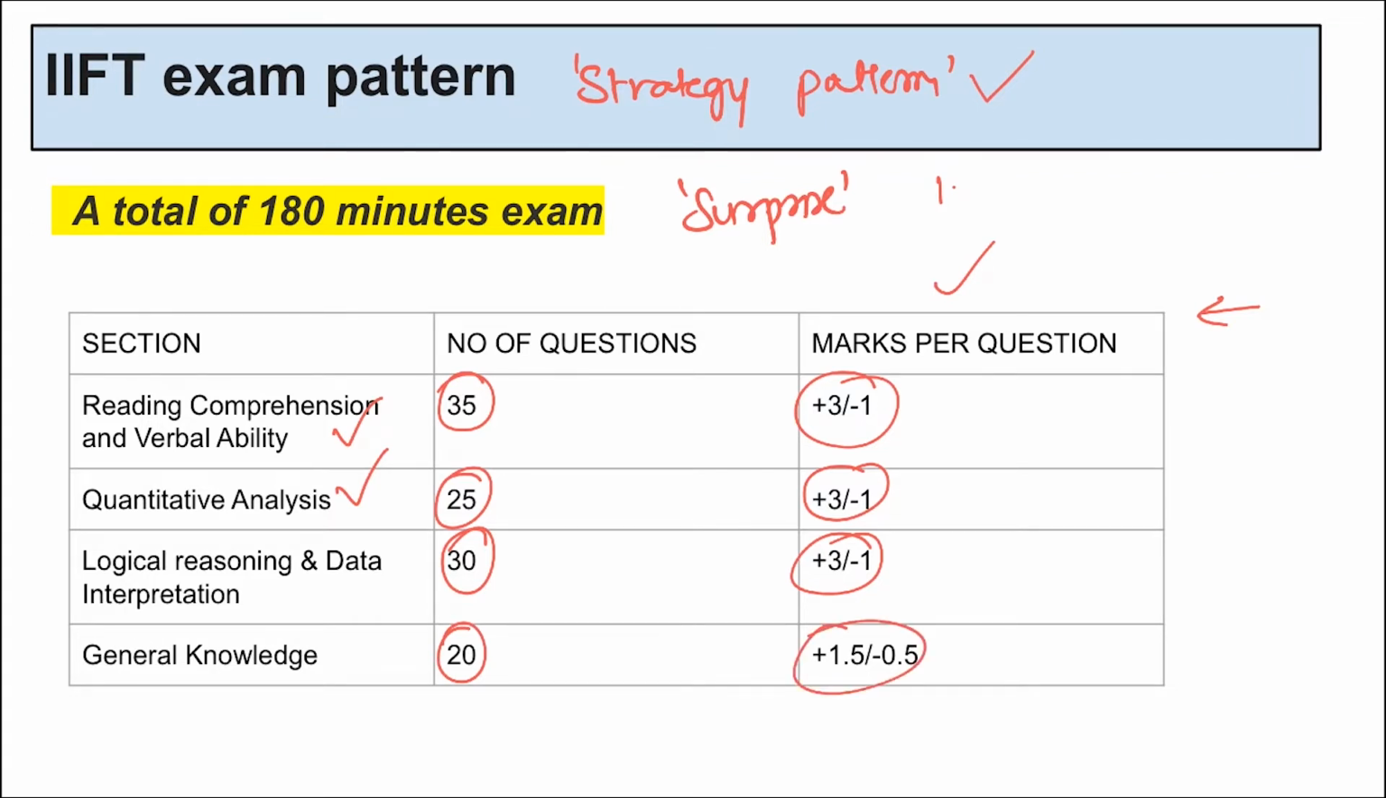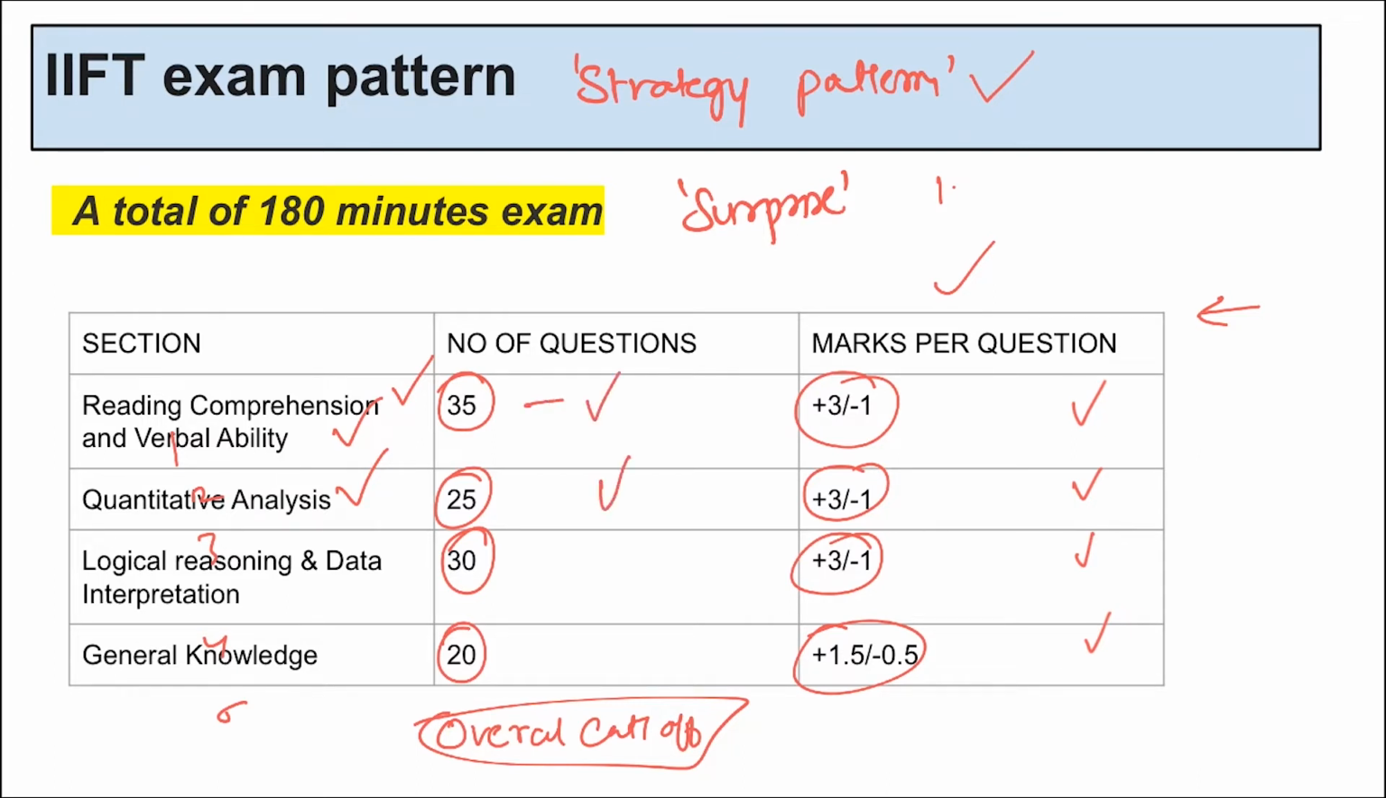And general knowledge had 20 questions, plus 1.5 and minus 0.5 was the marking scheme. All right, now there's a catch over here: every section has its own sectional cutoff, and there's an overall cutoff as well. So you need to clear at least 1, 2, 3, 4 and 5 cutoffs, right? Now what happens is, usually, if a student likes reading comprehension and verbal ability, he'll spend the first 30-40 minutes solving this particular section, then he'll come to the next, then this, and then this. But the flaw with this is that you'll miss out on some of the other sections if you go on solving all the questions.